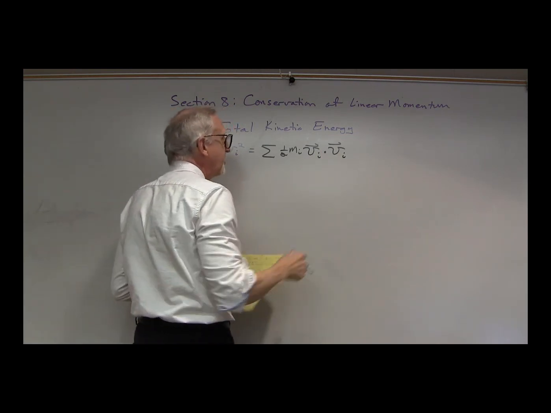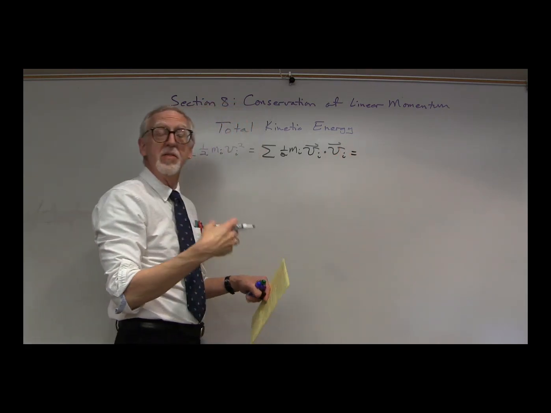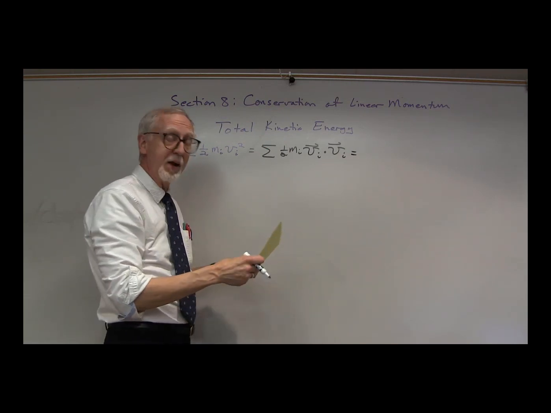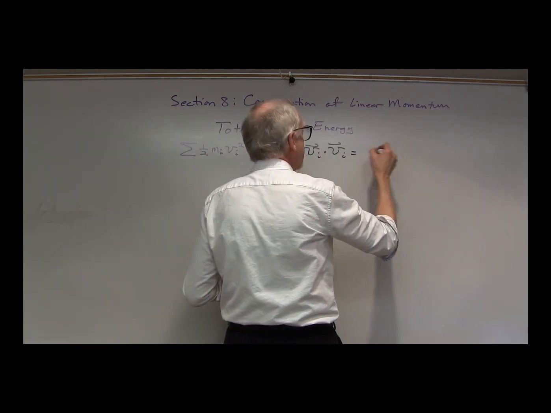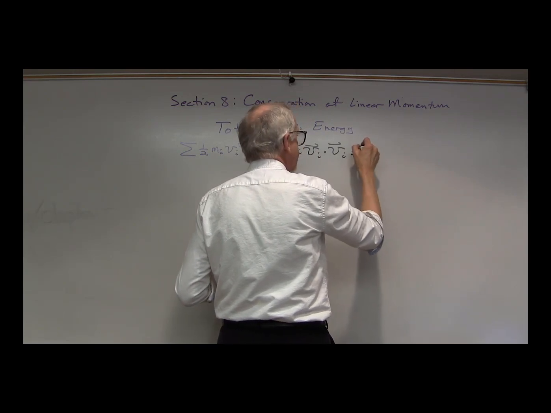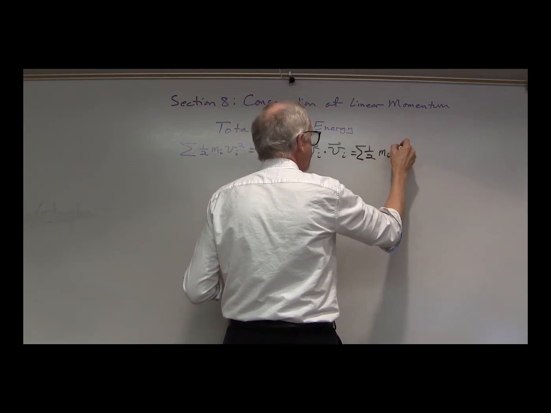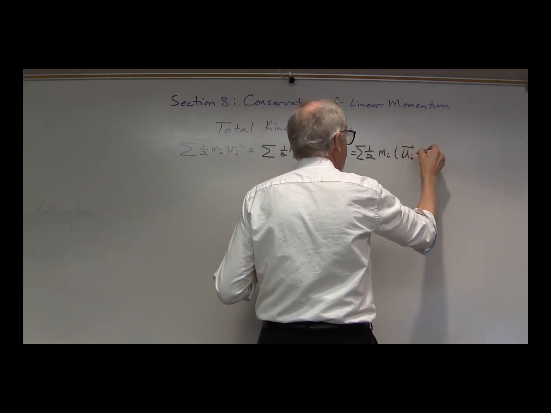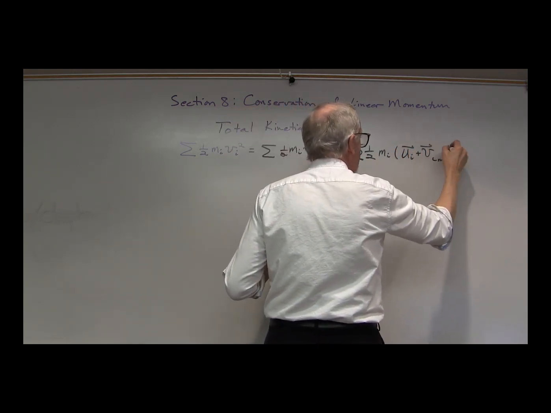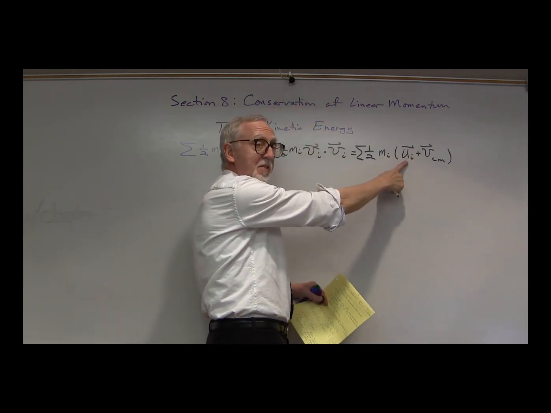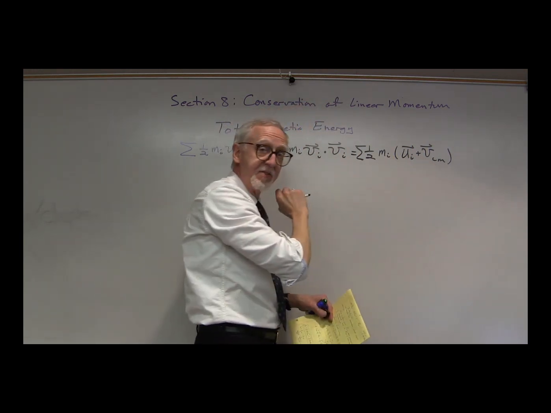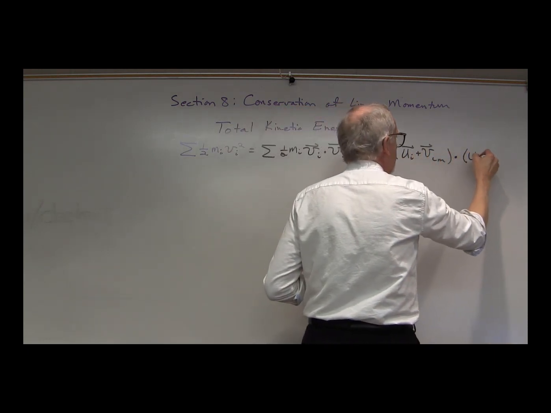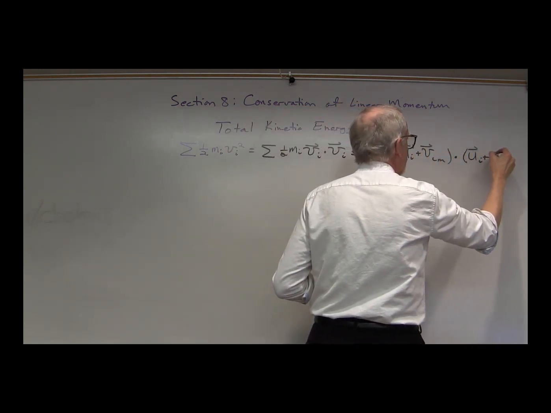Now, v_i vector we're going to write in terms of that combination of the velocity of the center of mass and the velocity relative to the center of mass. This is the sum of 1/2 m_i, where v_i is u_i plus v_cm. In other words, the velocity relative to the center of mass plus the velocity of the center of mass. That's v_i, and then we have to dot that into itself, u_i plus v_cm.